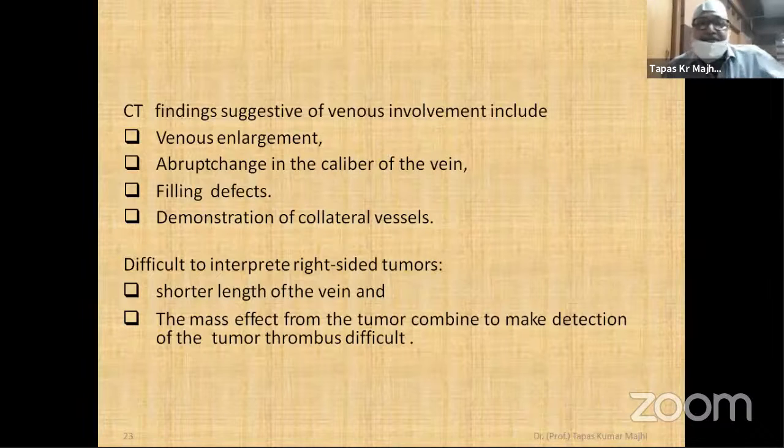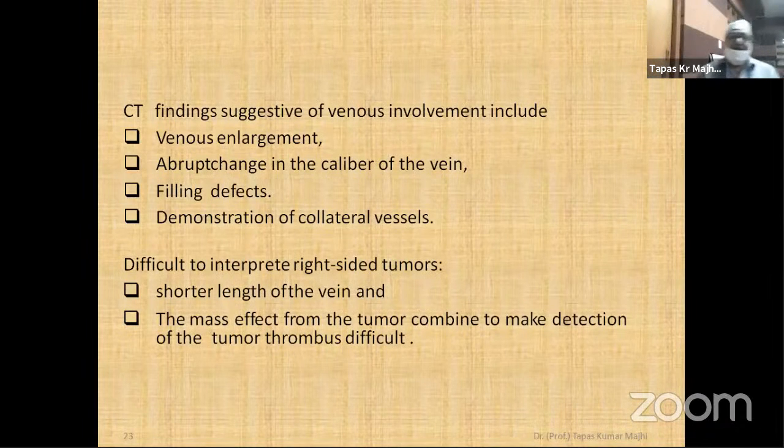CT findings of venous involvement include venous enlargement, abrupt change in the caliber of the vein, filling defect, and demonstration of collateral vessels. When collateral vessels are demonstrated, the vena cava obstruction is usually long-standing. Right-sided tumors are difficult to interpret: the shorter length of vein and mass effect from the tumor combine to make detection of tumor thrombus difficult.